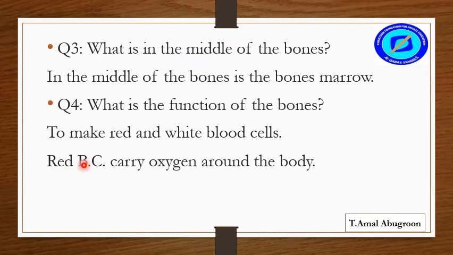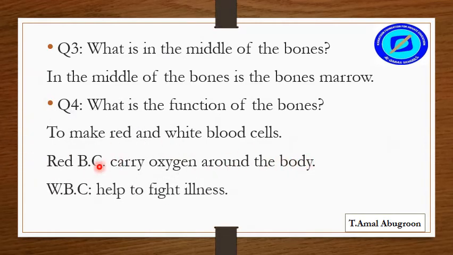The red blood cells carry oxygen around the body. The white blood cells help to fight illness or to fight diseases.